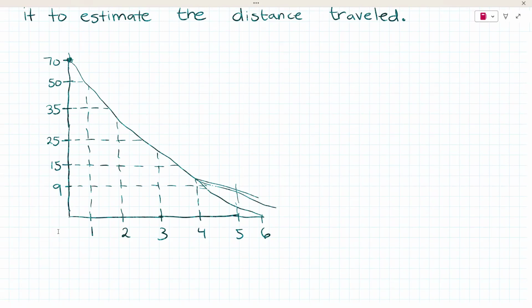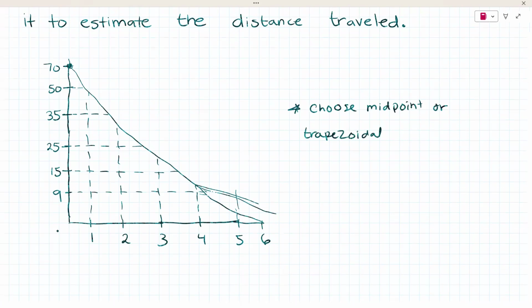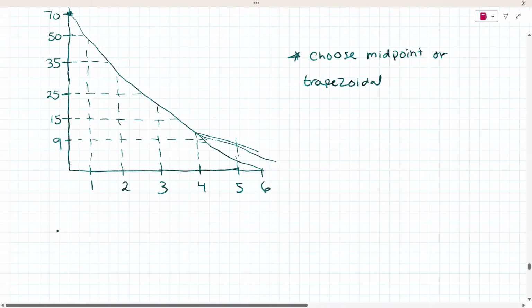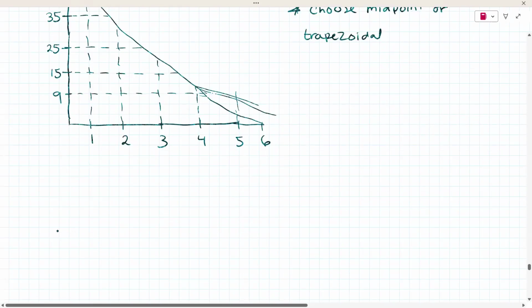So I'm going to choose, so you can choose midpoint or trapezoid. Why would I use those? Because it's probably the most accurate, right? So let us do midpoint.